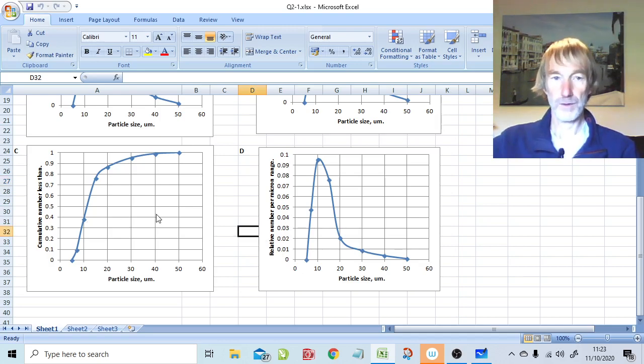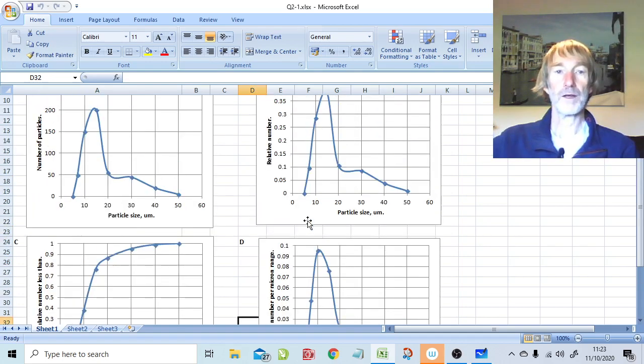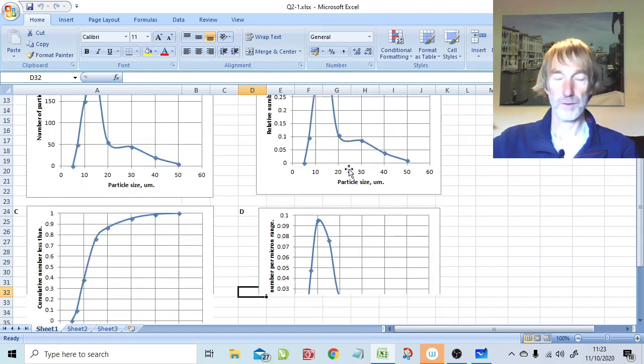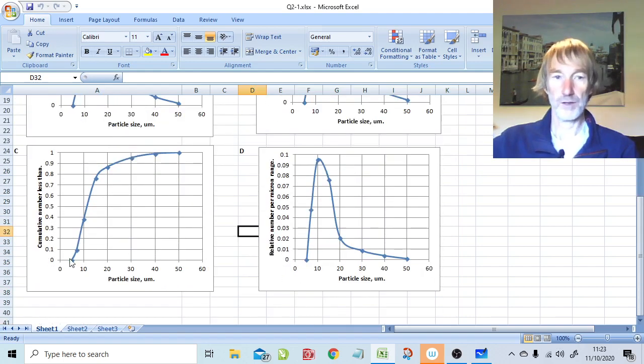There are some differences that are obvious between the two. This graph is simply a plot of the relative number per micron range as per our discrete data in the table, which is why there's a slight difference to what we'd expect if we'd actually just differentiated, because this is based on the discrete data that we have rather than a continuous function that I was talking about previously. Okay, it illustrates the point.